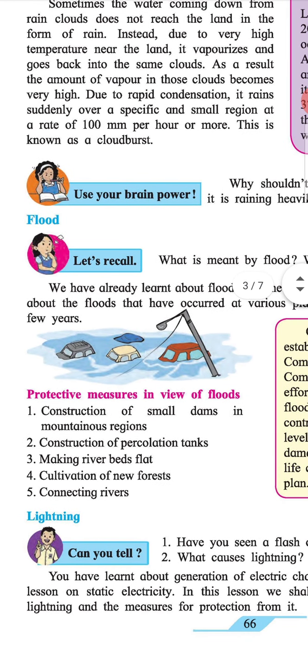Protective measures in view of floods. 1. Construction of small dams in mountainous region. 2. Construction of percolation tanks. 3. Making riverbeds flat. 4. Cultivation of new forests. 5. Connecting rivers.